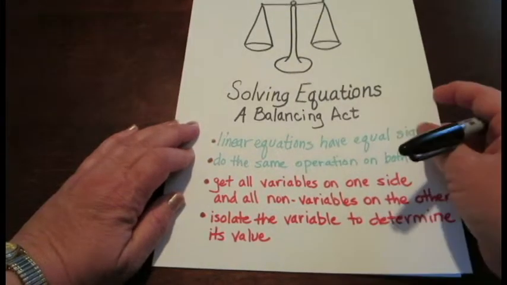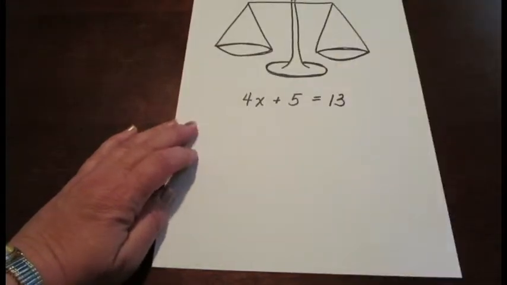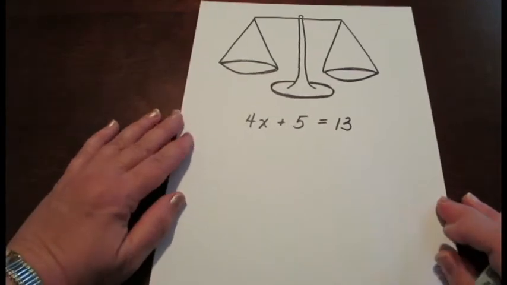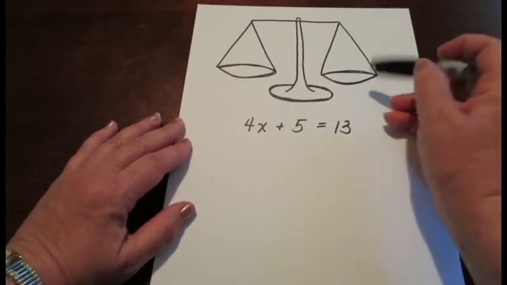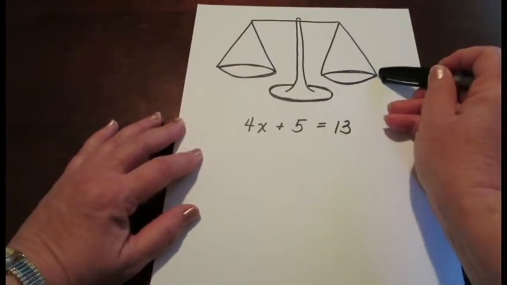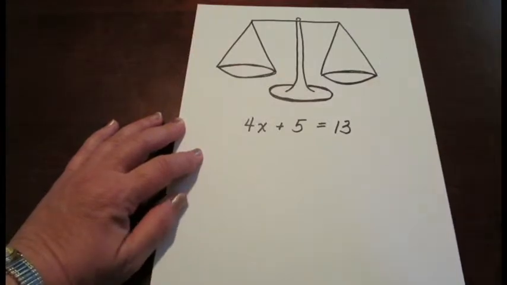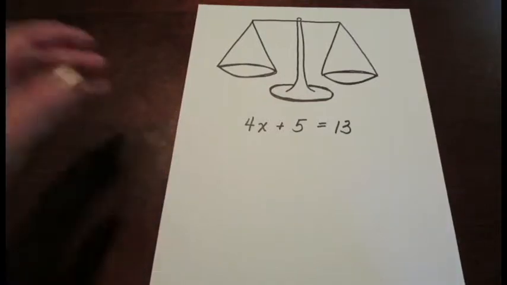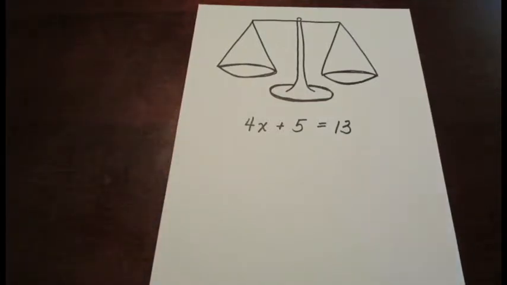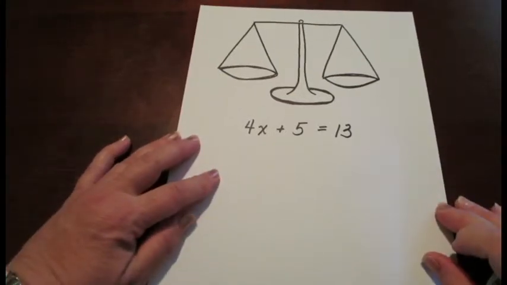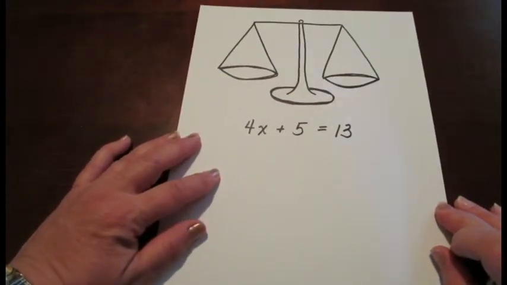So we're going to work a few problems today, and the first one I'm going to do is 4x plus 5 equals 13. I've redrawn the scale. I'm not going to do this for every problem, but I wanted to show you this one because I wanted you to get a better idea of how the scale and the balancing act helps you in solving equations.